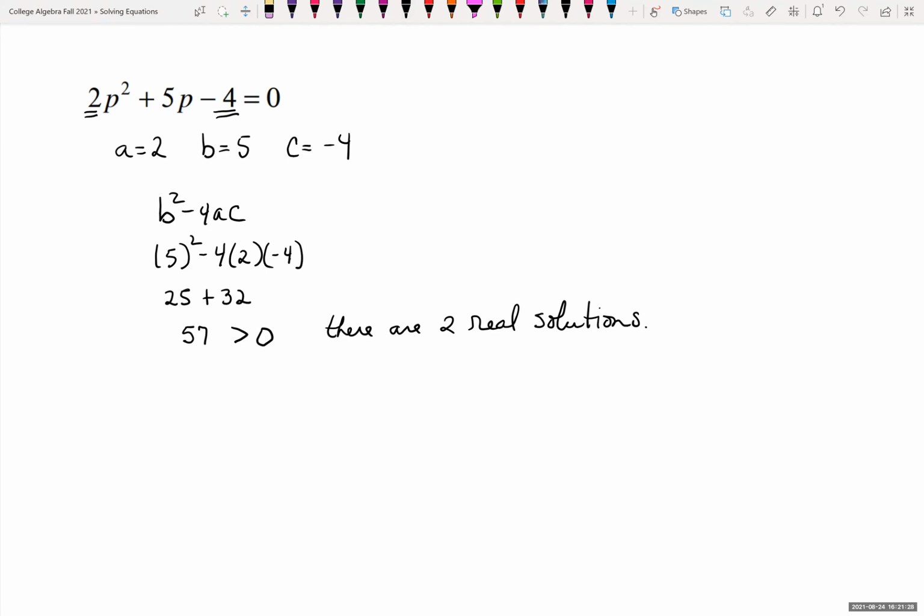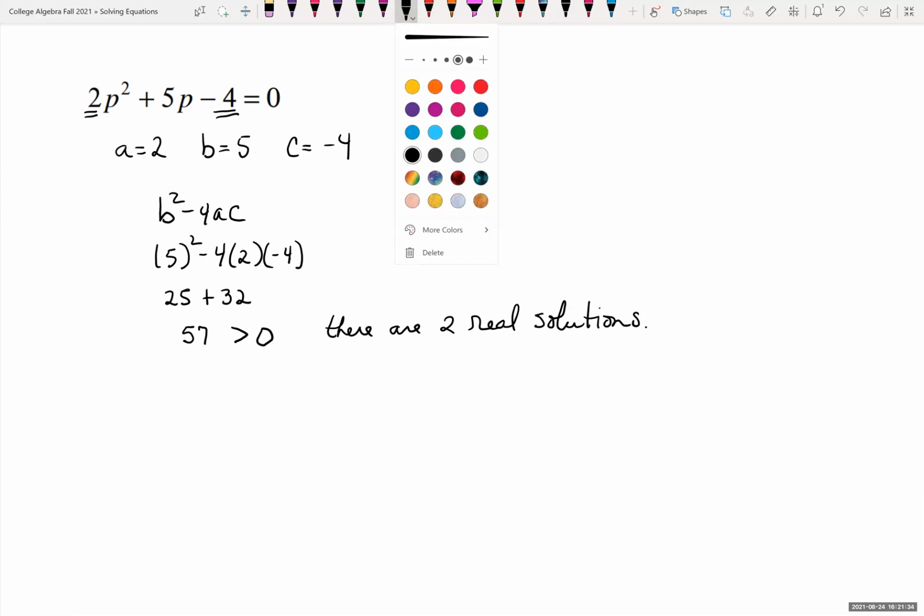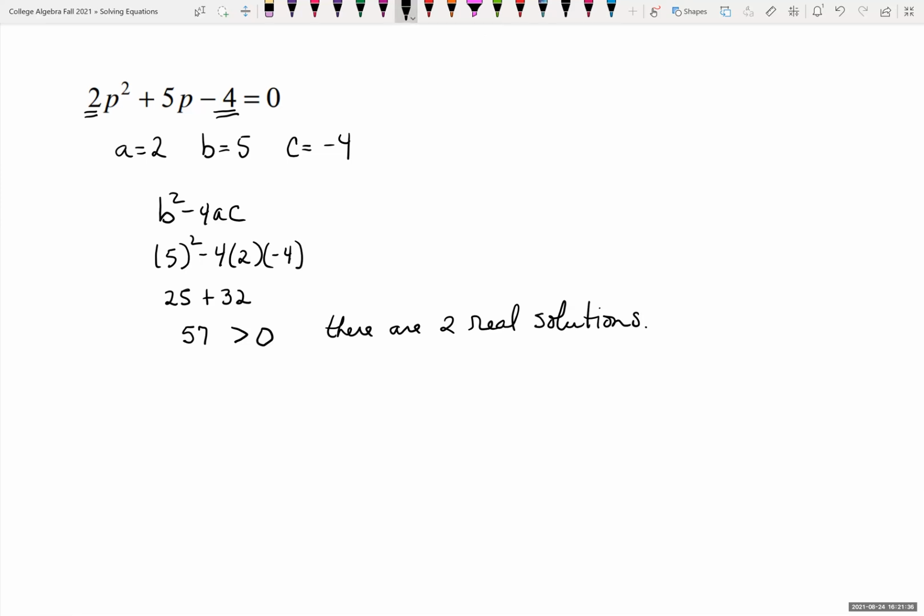And so personally, I would use the quadratic formula if I had to find the solutions. Let's just do that real quick, to do one more example, and then we're going to move on to complex numbers. So I know p is equal to plus or minus b, so negative b is -5, plus or minus the square root of b squared, so 25, minus 4... well, we actually found this.